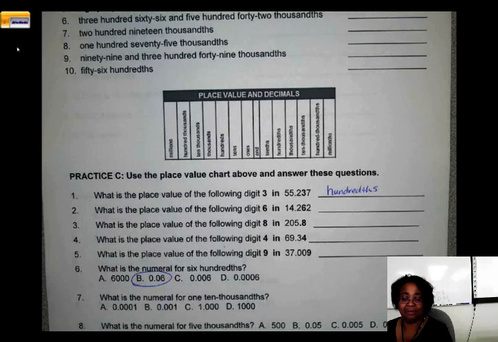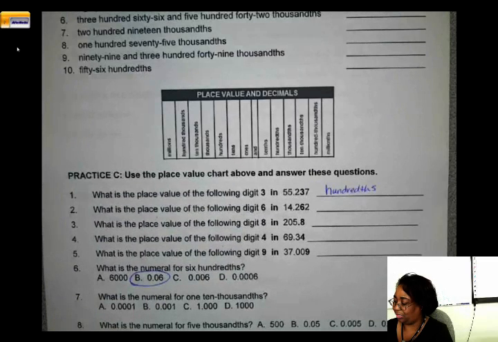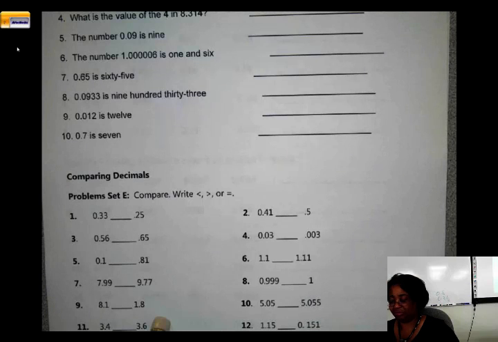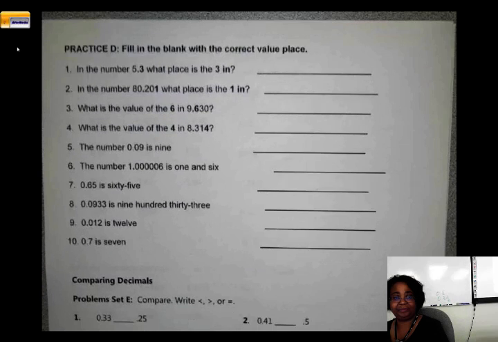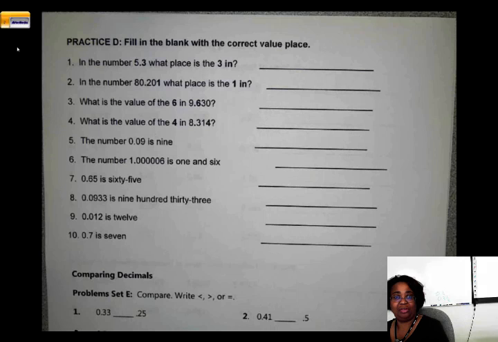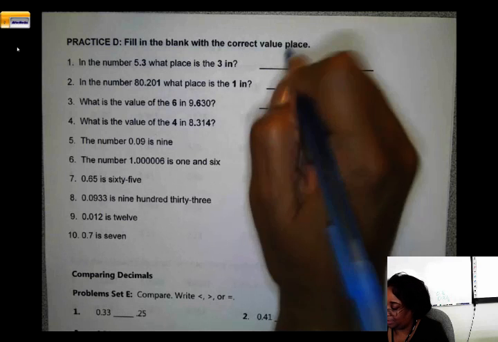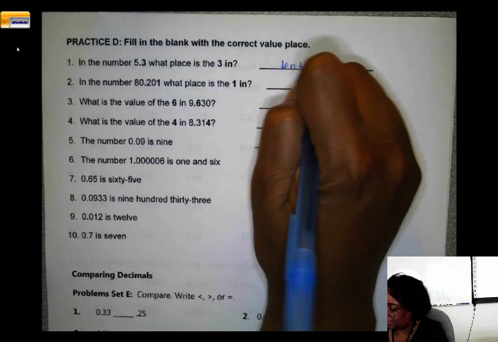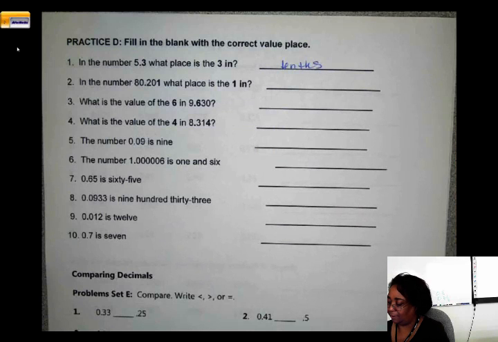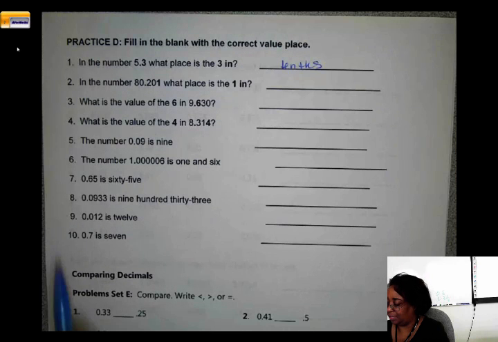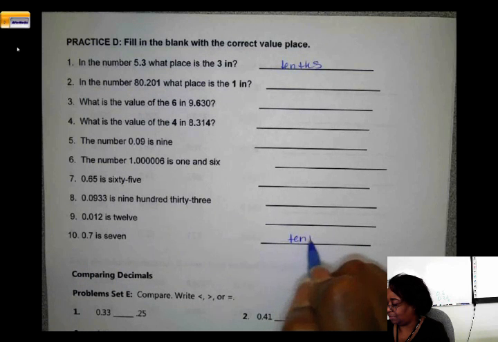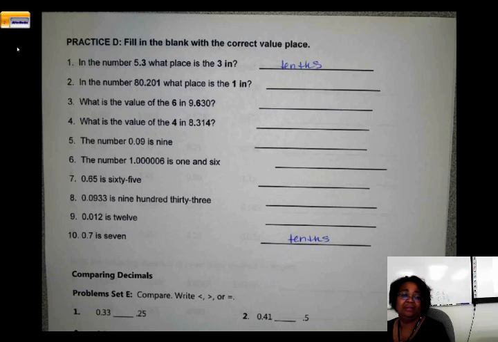6 hundredths. Okay, so that page should be pretty easy to do. You guys can finish the rest. On page 4, practice set D, you have a variety of questions regarding place value. In the number 5.3, what place is the 3 in? And that's the tenths. Number 10 says 0.7 is 7, and you'll write tenths. Just finish that out.